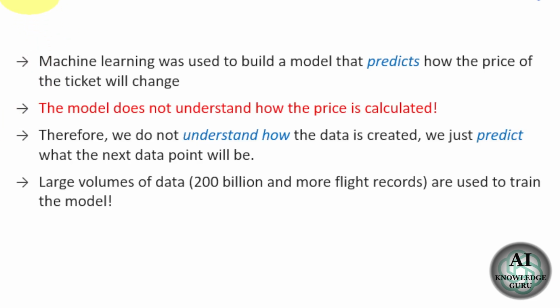Now, let's come back to the example which we started. Machine learning was used to build a model that predicts how the price of the ticket will change. The model does not understand how the price is calculated. Therefore, we do not understand how the data is created. We just predict what the next data point will be. Large volumes of data, 200 billion and more flight records, are used to train the model.